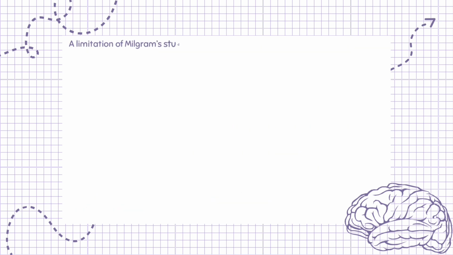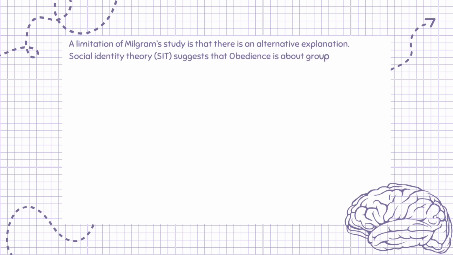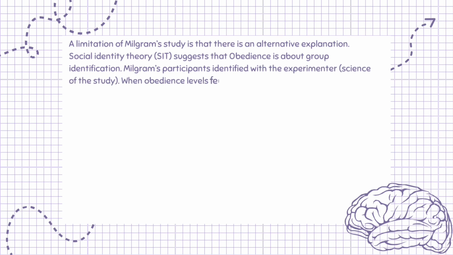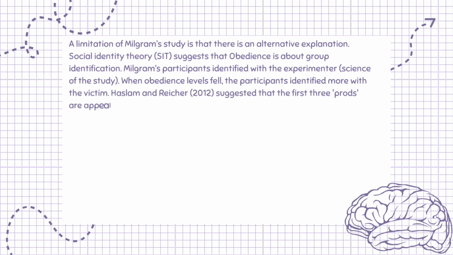A limitation of Milgram's study is that there is an alternative explanation. Social identity theory, SIT, suggests that obedience is about group identification. Milgram's participants identified with the experimenter, science of the study. When obedience levels fell, the participants identified more with the victim.